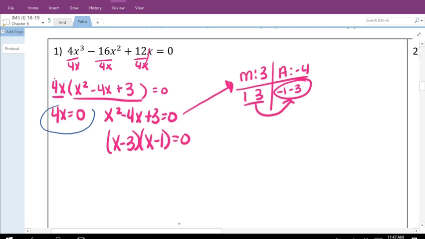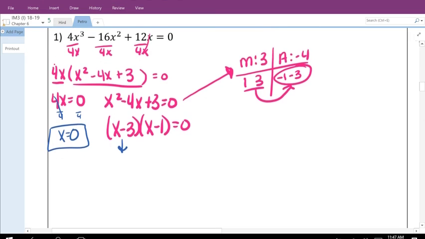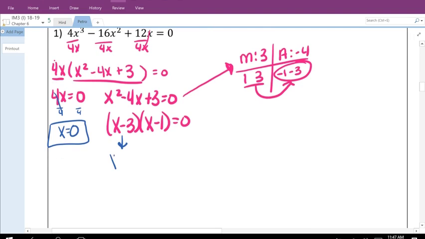This guy. Divide. When you divide by 4, what do you get? Yeah, so that's one of them. What makes this guy equal to 0? It's always the opposite. Good, a positive 3. And what makes this guy equal to 0?